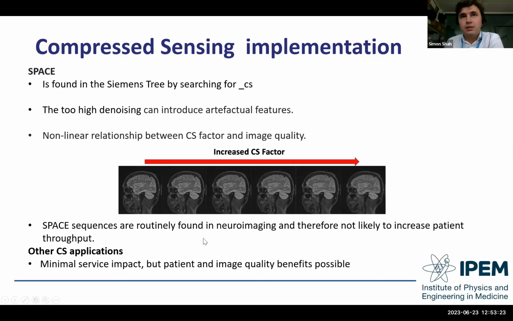Again, SPACE sequences are only in neuroradiology. People only use 3D predominantly. Of course, there are some you could use, but predominantly a lot of these sequences are found in that. Again, there are other benefits I mentioned in terms of the cines and the other images, which do improve patient and image quality benefits, but not necessarily to accelerate images.